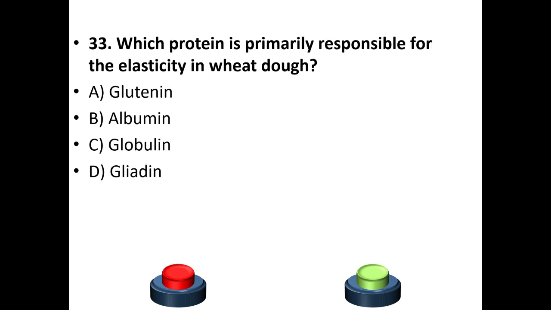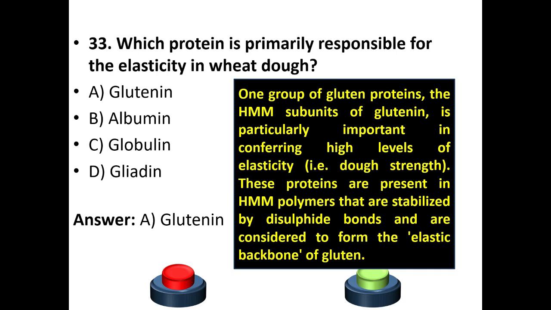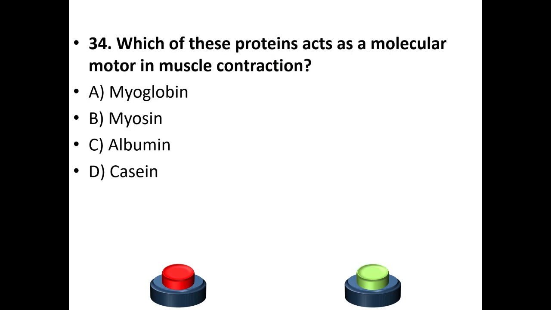33. Which protein is primarily responsible for the elasticity in wheat dough? Glutenin, albumin, globulin, gliadin. Which is the answer? Here the answer is A, glutenin. One group of gluten proteins, the HMW subunits of glutenin, is particularly important in conferring high levels of elasticity. These proteins are present in HMW polymers that are stabilized by disulfide bonds and are considered to form the elastic backbone of gluten.